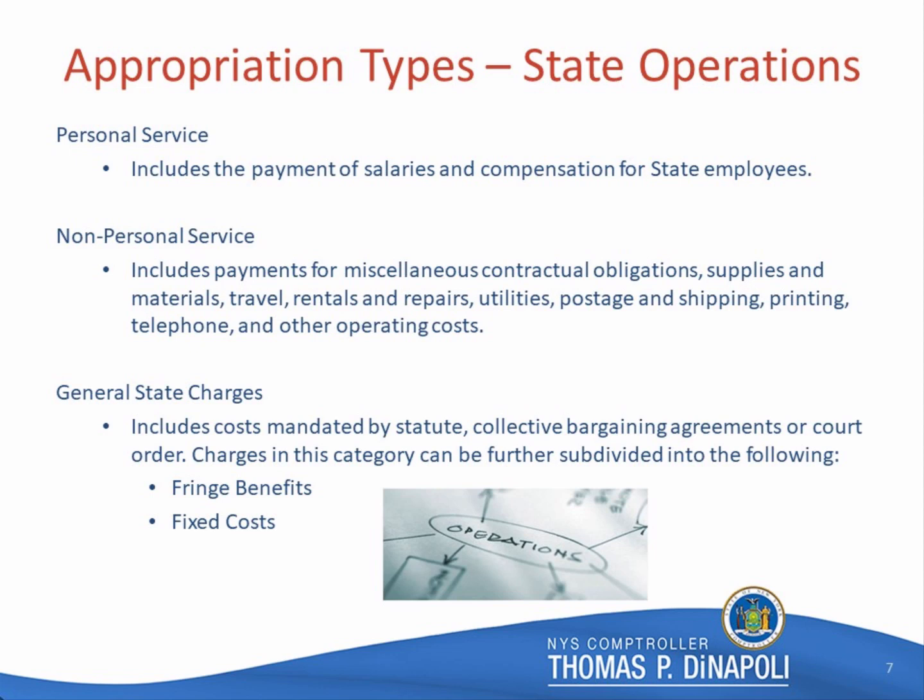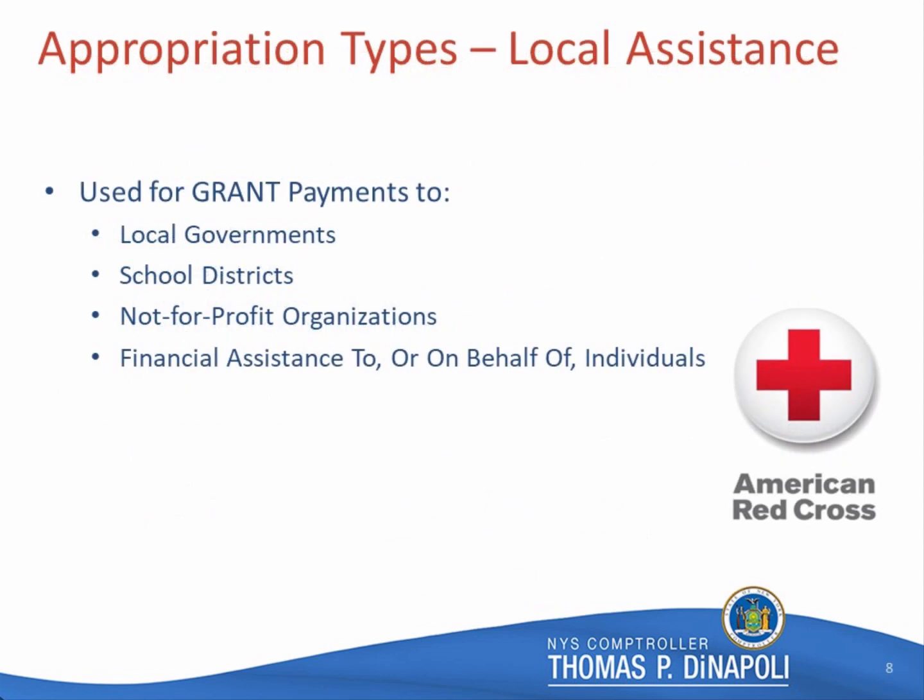General state charges are mandated by statute, collective bargaining agreements, or court order. Charges in this category can be further subdivided into fringe benefits and fixed costs. The Local Assistance Budget Bill contains appropriations for grants for aid to various localities, including local governments, school districts, not-for-profit organizations, and financial assistance to or on behalf of individuals.